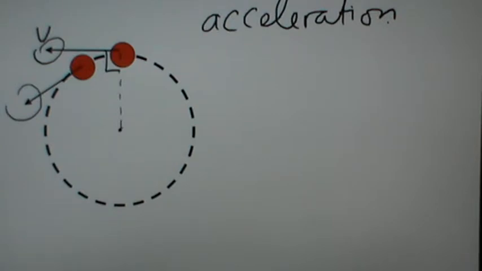We call the acceleration in the uniform circular motion the centripetal acceleration, meaning that the direction of the centripetal acceleration is always pointing to the center of the circle. So this is the centripetal acceleration. Also this one pointing to the center. So if the object is at this position, this is the direction of the centripetal acceleration.